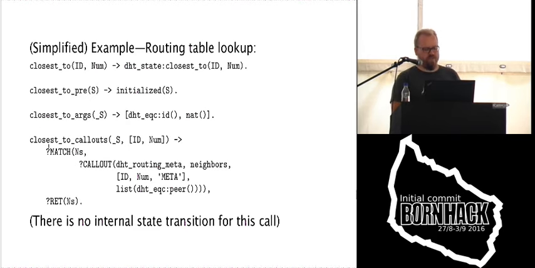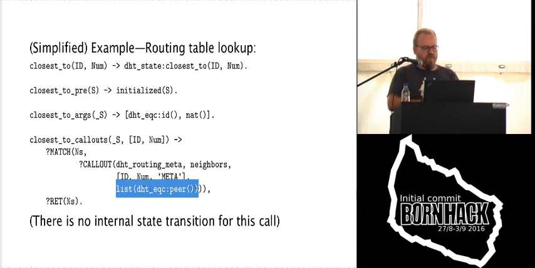Then you have this call out specification. It essentially says how the mocking system works. So it says that when you call in with this ID and num, I expect that there is a call to this routing meta system, and we're asking for neighbors down there, and we're asking for ID and num, and this is just a dummy variable. So this is what we expect the mock to have in its call out, and we expect it to return a generated list of peers. This part here is a generator that generates a random list of peers that we give back.